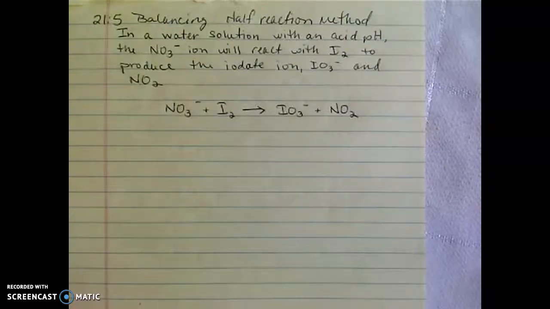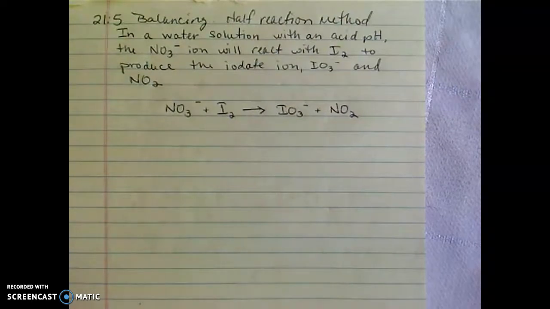21.5, balancing using the half reaction method. And this is sample problem number 9 in your book. In a water solution with an acid pH, the NO3- ion will react with I2 to produce the iodate ion IO3- and NO2. Now, when you're doing half reaction method, you want to break this into two different reactions.